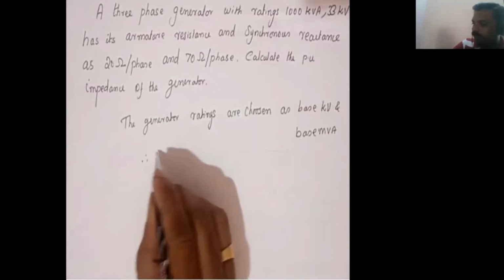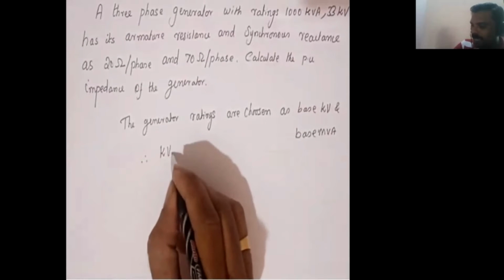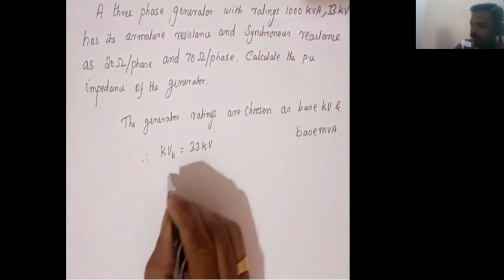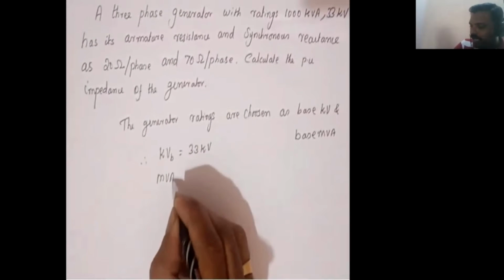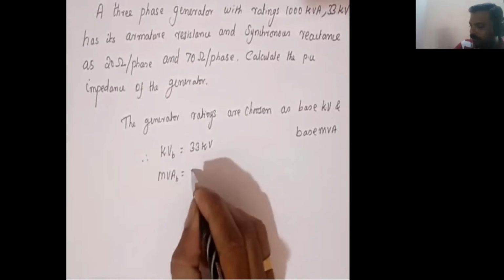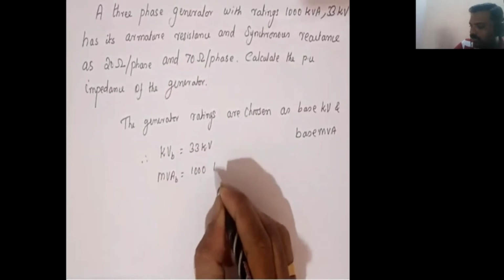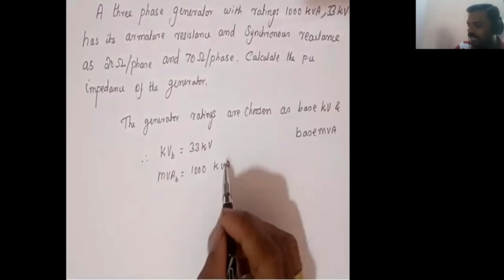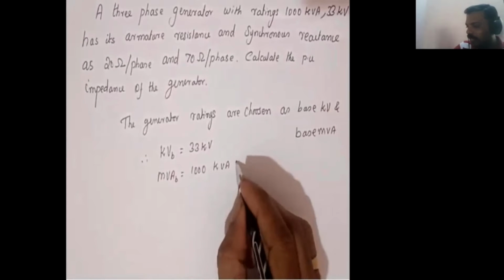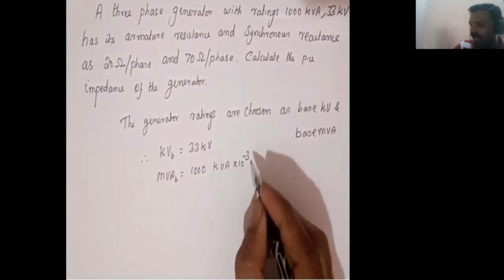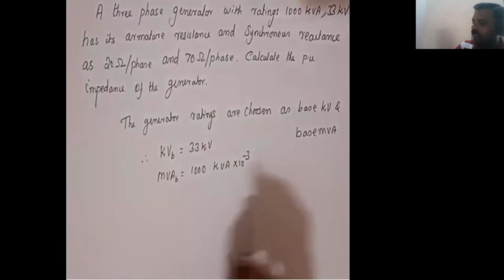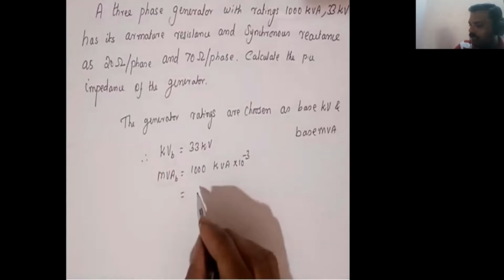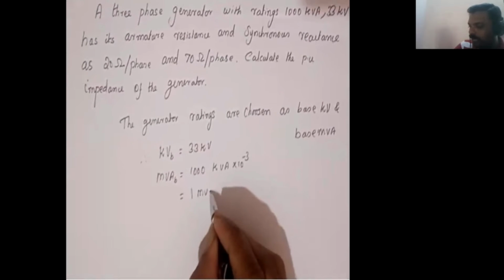Therefore, base kilovolt is equal to 33 kilovolt. Base megavolt ampere is equal to 1000 kVA. Here only kilovolt ampere is given, so you convert kVA into MVA. Multiply by 10 power minus 3, the multiplication factor. So 10 power minus 3 into 1000 is 1 megavolt ampere.